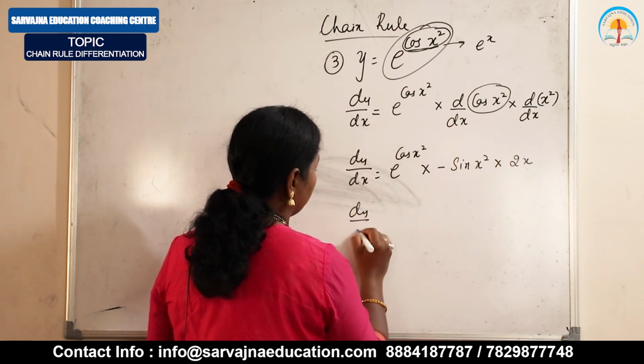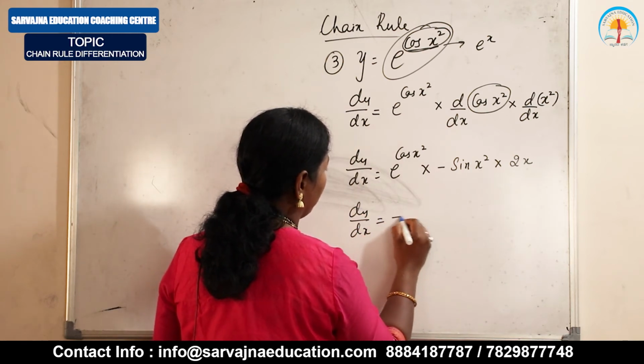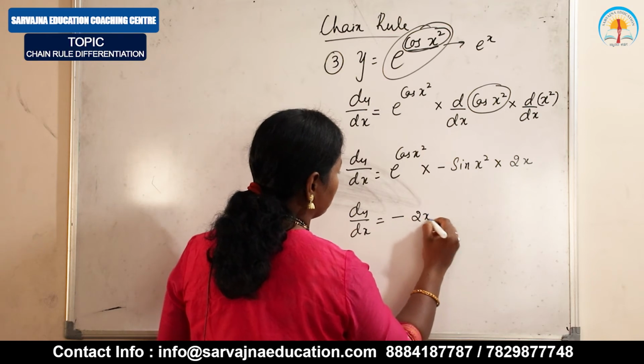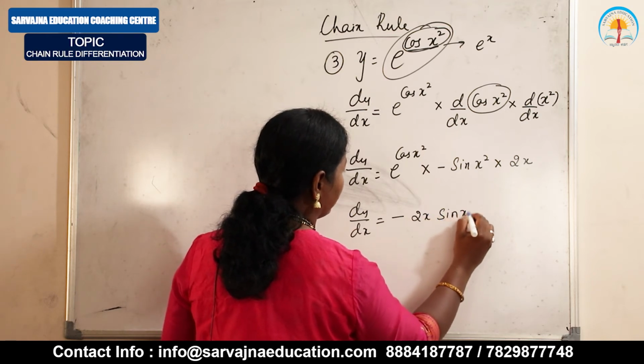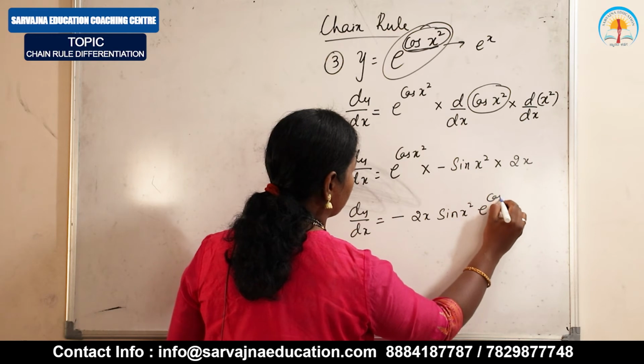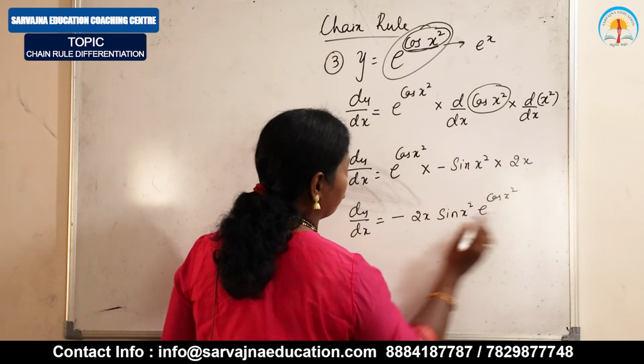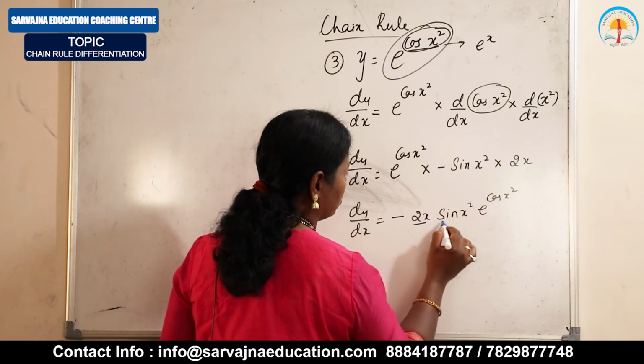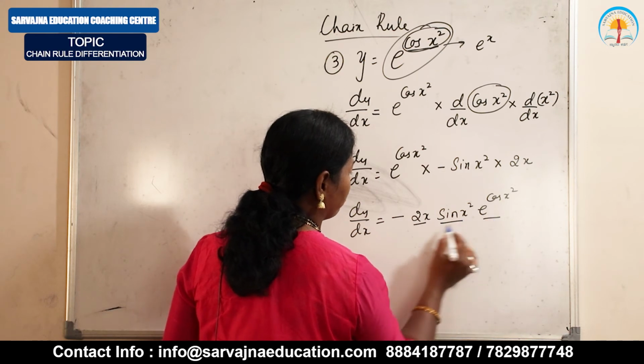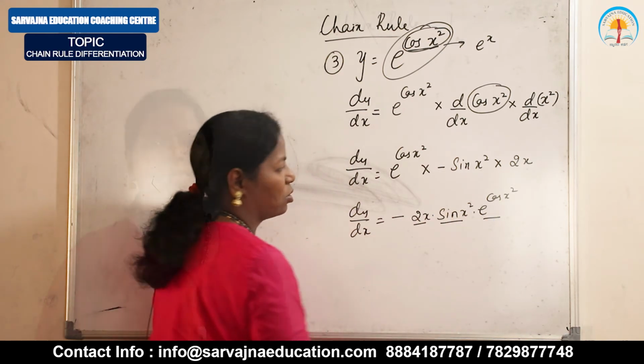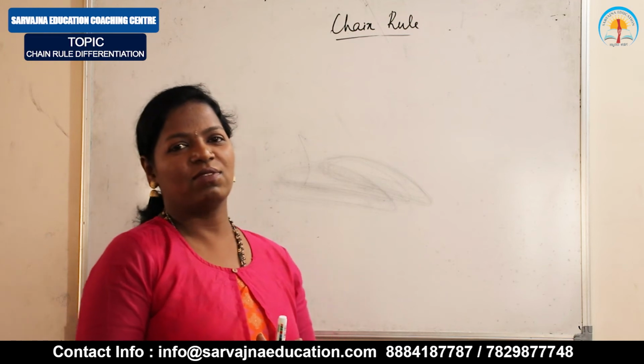dy by dx is equal to minus 2x sin x square e power cos x square. I am just writing in an order form. First x function, trigonometric function, exponential function. Like this I have written. That's all. Guys, fourth example we'll see.